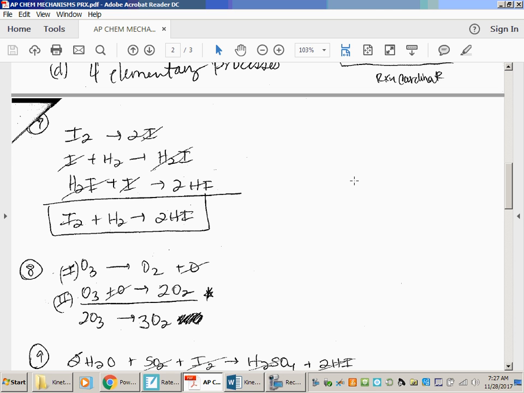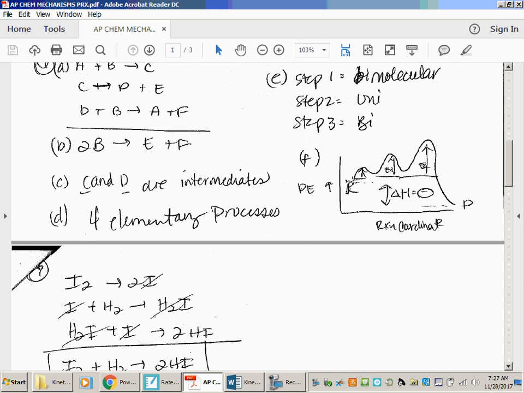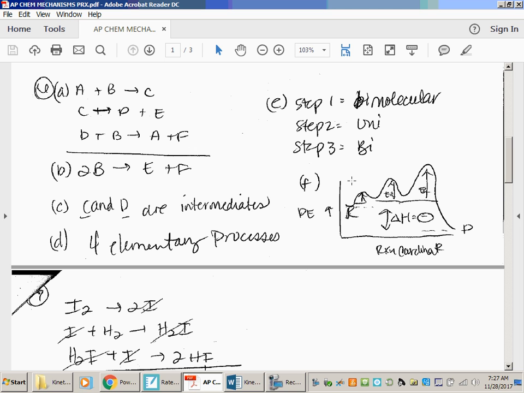Number 6. So you're given all the pictures. The pictures were what you were supposed to utilize as the reactants and products. So in D it says, how many elementary processes does a mechanism have? Which one? Oh, E. Okay. So you have to look at the number of reactants.